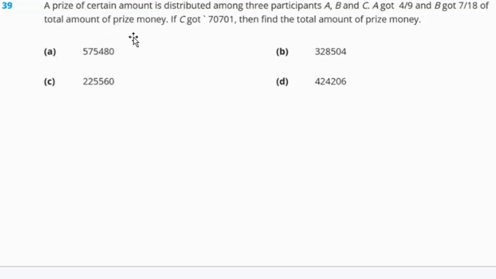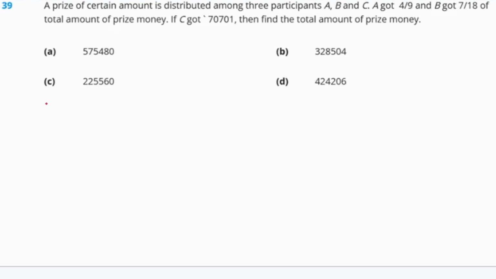Now, a prize of a certain amount is distributed among 3 participants A, B, and C. A got 4 by 9 and B got 7 by 18, and C got 70,701. Find the total amount of the prize money.